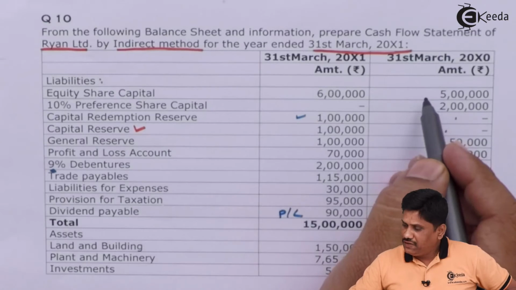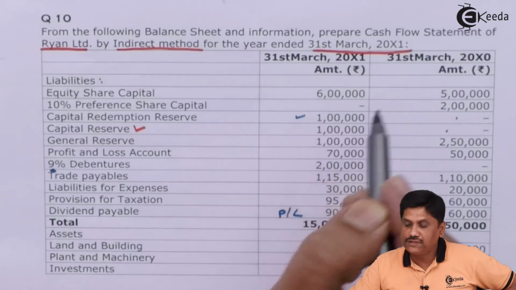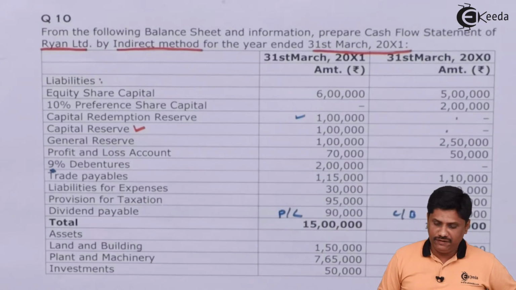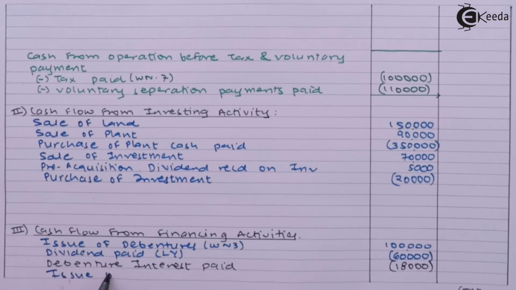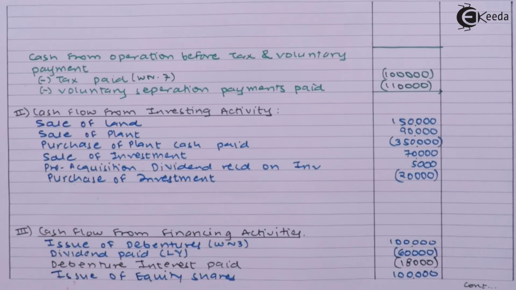We can notice equity shares from 5 lakhs it has become 6 lakhs. So there is an issue of equity shares of rupees 1 lakh. So it will be taken in your financing activity. Cash comes in, therefore amount is positive.